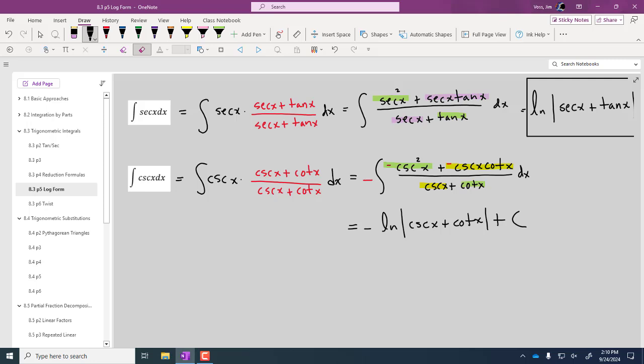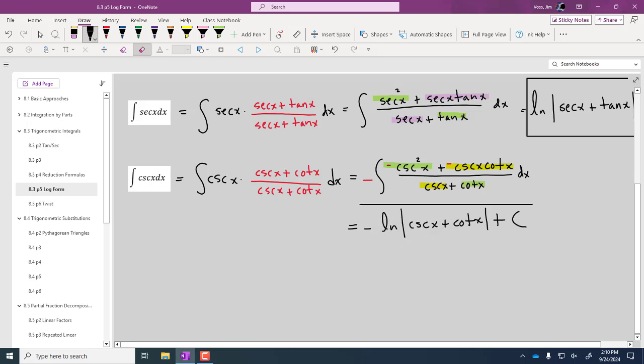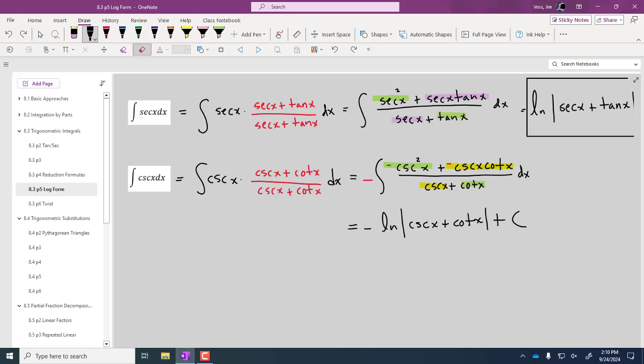The antiderivative. That did not work out. That was weird. Undo, undo.